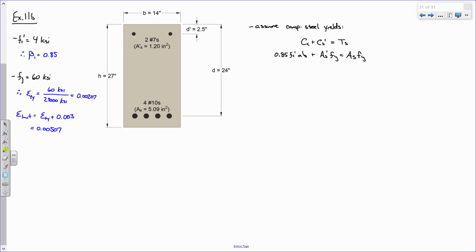We set this up and then we recognize, well, what do we not know? We don't know A. We know everything else about the beam. We know all the areas of the steels. We know B, we know D and D prime. We know the material properties again, so we just need to determine A. And so I'm going to do that by saying AS minus AS prime times FY, over 0.85 FC prime B.